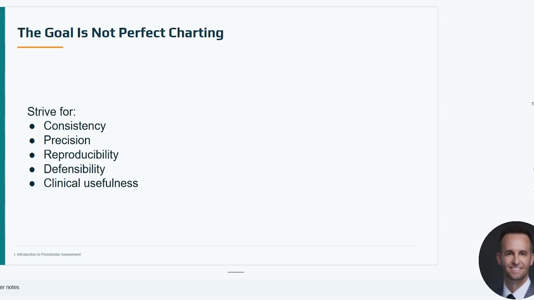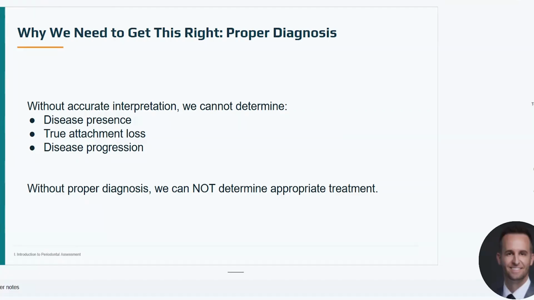Defensibility. If we were to ever go before a lawyer with the legal system, we could defend our findings, we could defend our measurements. And then finally, clinical usefulness, that we're using all of these measurements to actually apply it and use it to make a diagnosis.